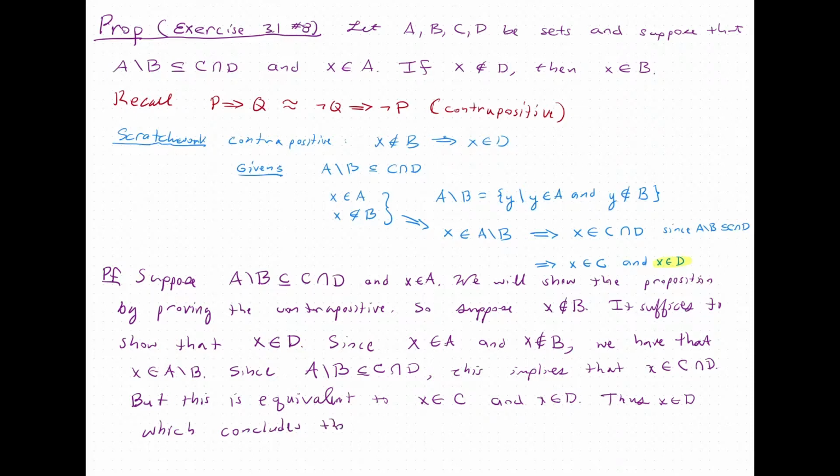Because we have already told the reader that it suffices to prove that x is in D. With this phrase right here, it suffices to show that x is in D, it lets the reader know that once we show that x is in D, we are done. And that's what we have here. x is in D, and we can just conclude the proof right there. And so that finishes it off for this one.